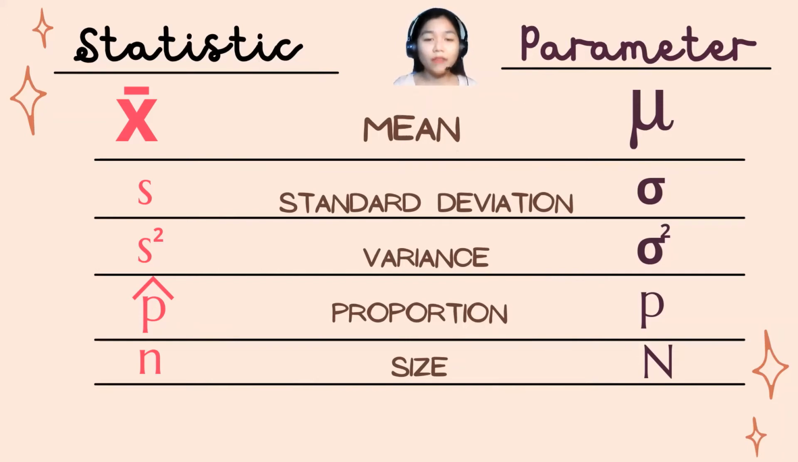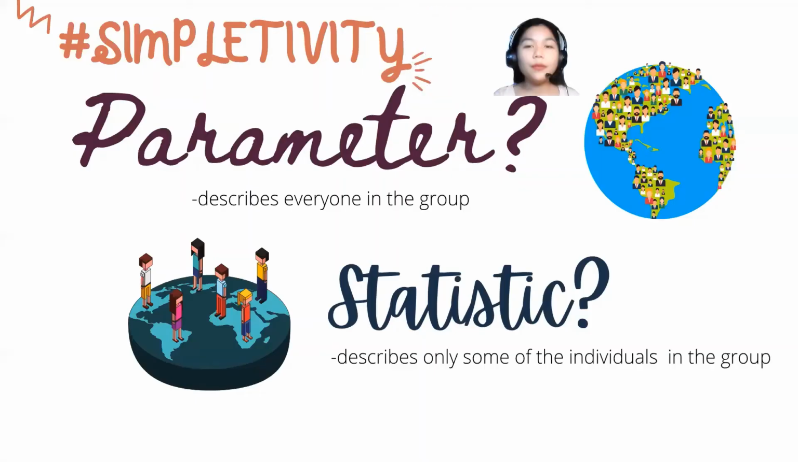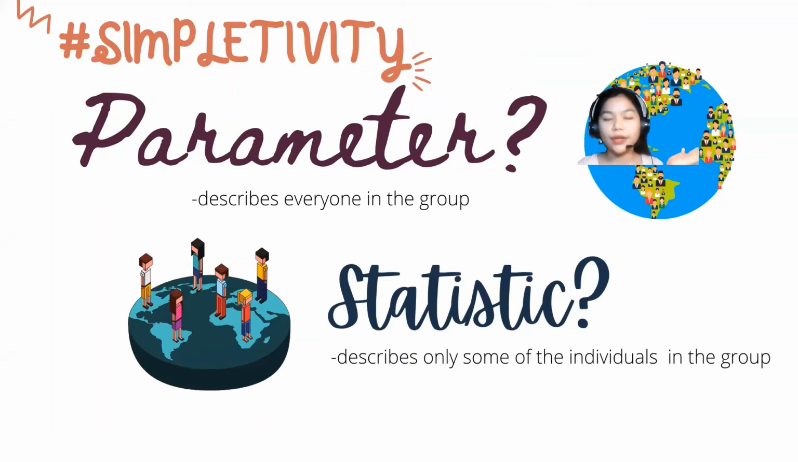Although they are unavoidable, we will learn a lesson. But of course, we need not commit repetitive mistakes. We need not do the same mistakes all over again, though sometimes we are guilty. Okay? So, para mas madali nating matandaan, parameter describes everyone in the group, the entire population.